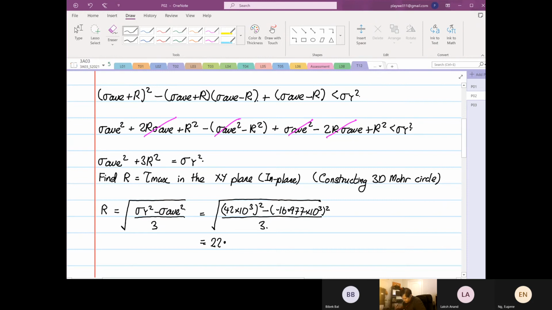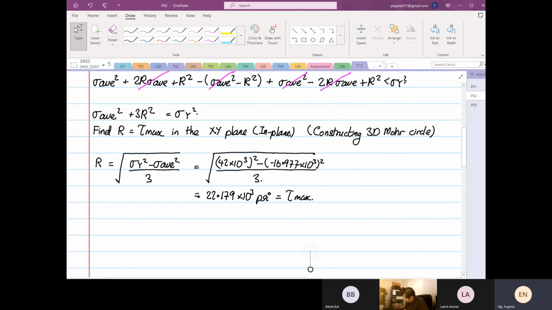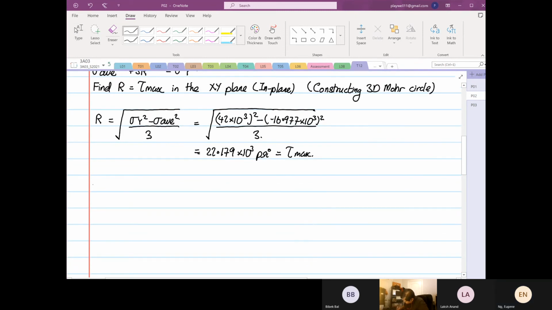22.179 times 10 to the power 3 psi, and this is our tau max. Okay, so now we have to relate tau max to shear xy to find our torque in the y direction.